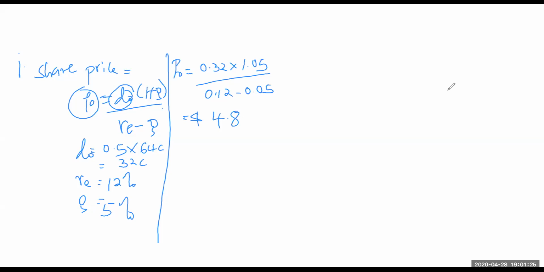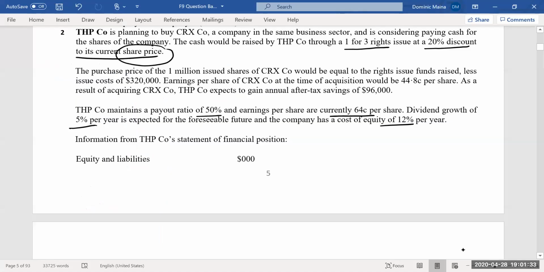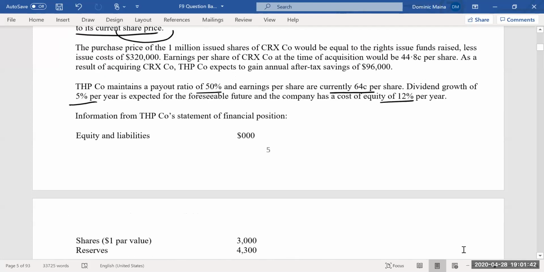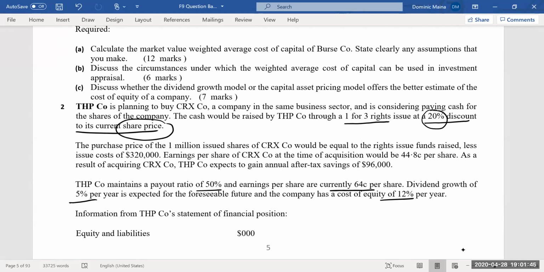So having answered part 1, now we can go to answer part B. Our main concern, don't forget, is now part B. Part B of the question is asking: assuming the rights issue takes place and ignoring the proposed use of the funds, calculate the rights issue price. We have said that the issue price is a 20% discount of the price. I think the price we just did. Therefore, the price you'll be paying is 80%, because 20% is a discount. Therefore the issue price is 80% of 4.8.